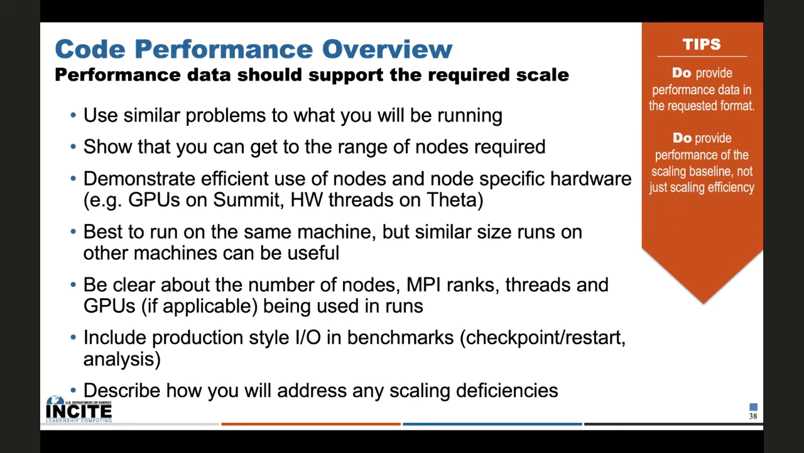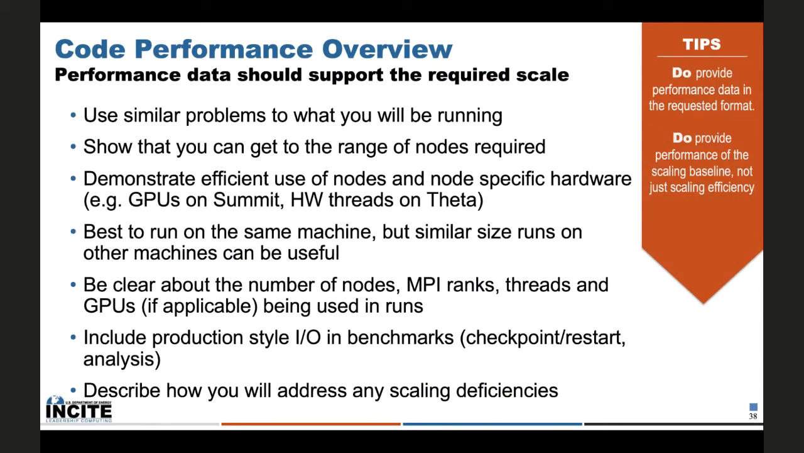The performance data provided in the proposal should support the required capability scale runs and be relevant to the proposed simulation data and science runs. So be sure to discuss how efficiently the application makes use of specific architectural features, like, for example, the multiple GPUs per node on Summit, or the hardware threads and vector units on Theta. It is best to generate application performance data on the resource you are requesting an allocation on, but similar runs on other related resources can also be useful.